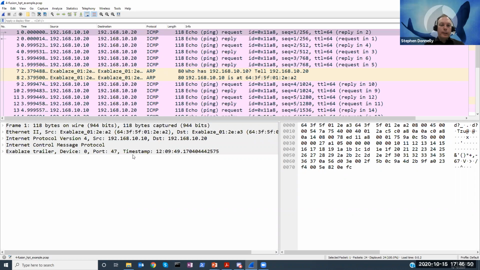Now, I'd like to point out here that this is in no way criticism of packet brokers. They're a great thing. They're very useful.